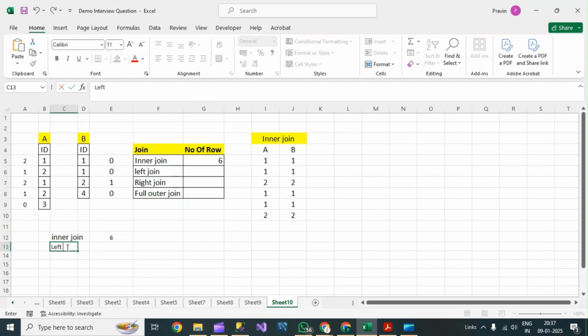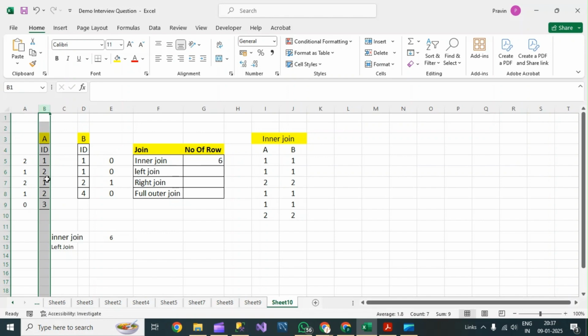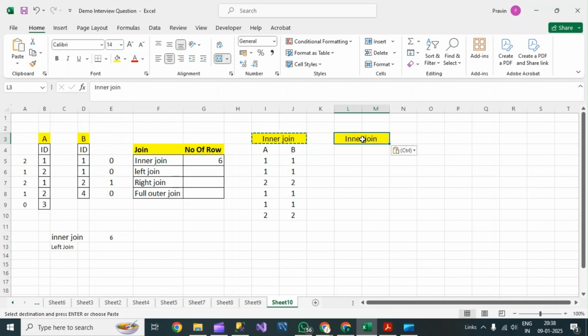So we will check the left join. What happens in a left join is that we take all the elements from the left side table and the matching elements from the both side tables. This is the a table, which is the left side table. So we take all the records from the left side table, and whatever matching elements from the b side table, we take those also. So I will copy. For the left join, a and b.